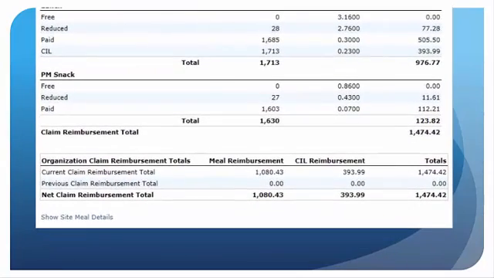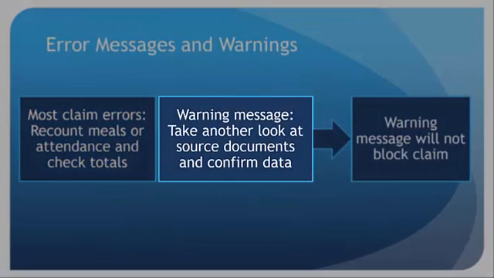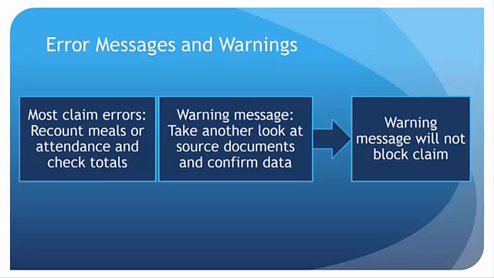Center sponsors can click Show Site Meal Details for a breakdown by site. For most meal claim errors, you will need to recount your meals or attendance and check totals. A warning message means you need to take another look at the source documents and confirm the data entered. Edit checks are built into the Iowa C&P to ensure questionable meal counts are verified.